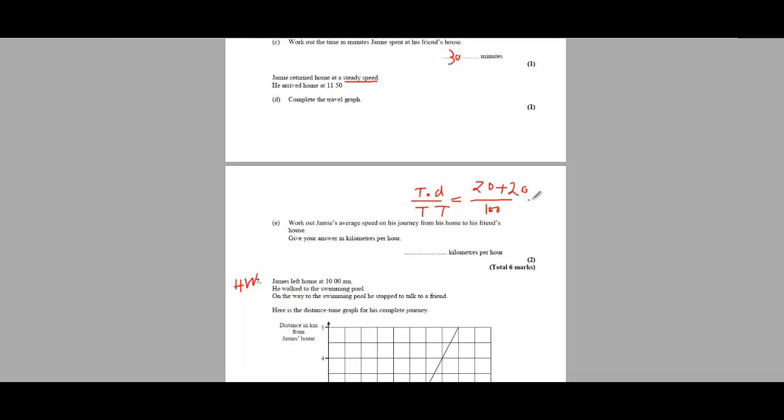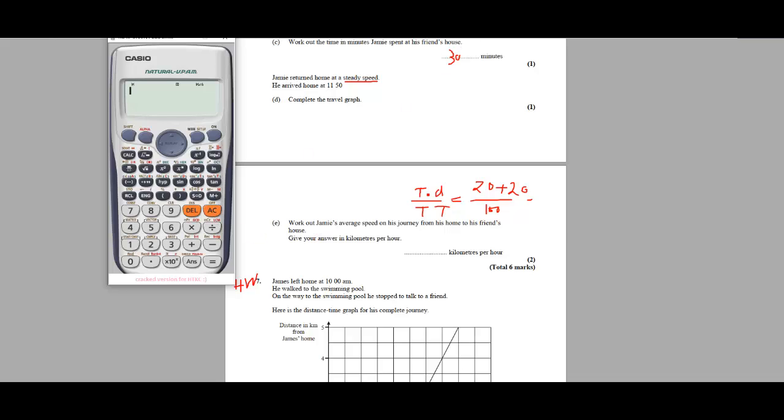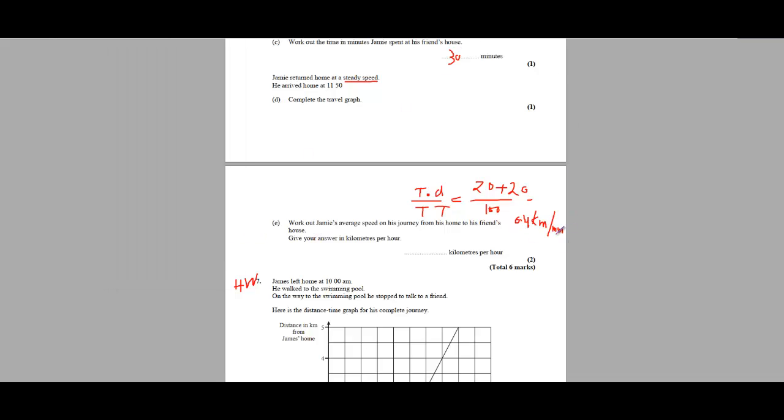So let me simplify. So it is 0.4 kilometer per minute. But we have to convert into kilometer per hour. Okay? So we have to use the cross multiply method.